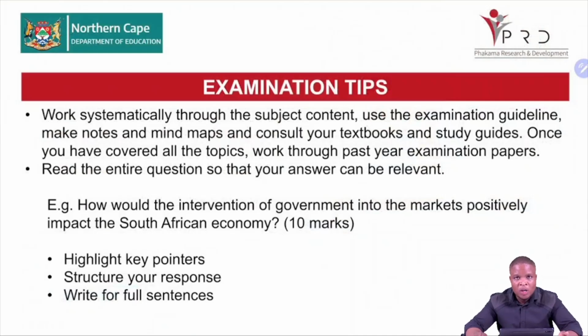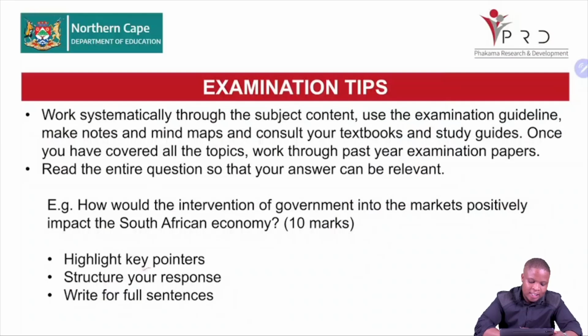However, when it comes to your 2.5, 3.5 and 4.5, it becomes a bit difficult, because those questions, we say they are moderate to higher order questioning, meaning it requires you to think. For example, here we have a question that says, how will the intervention of government into the markets positively impact the South African economy?